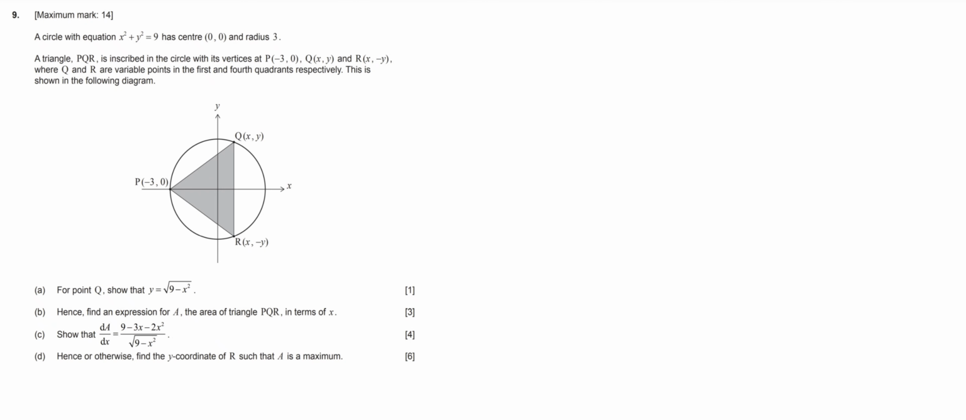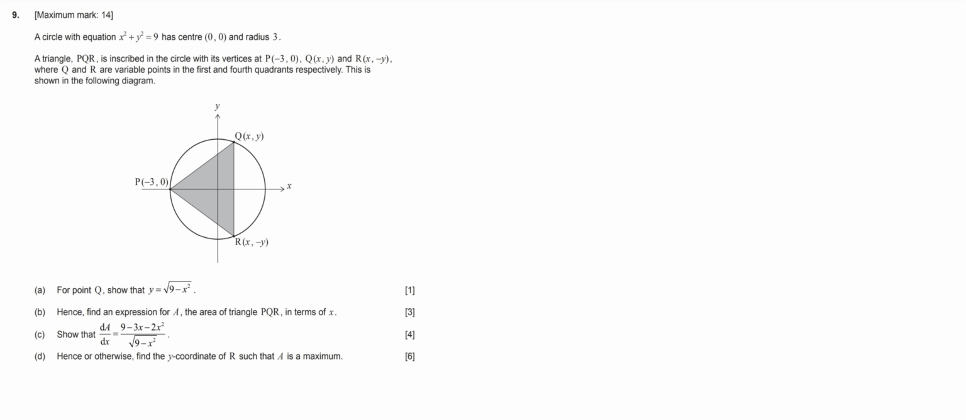May 2023 IB Maths paper, AASL Time Zone 2, Paper 1. Question 9. A circle with equation x squared plus y squared equals 9 has center 0, 0 and radius 3. A triangle PQR is inscribed in the circle with its vertices at P (minus 3, 0), Q (x, y), and R (x, minus y), where Q and R are variable points in the first and fourth quadrants respectively. This is shown in the following diagram.